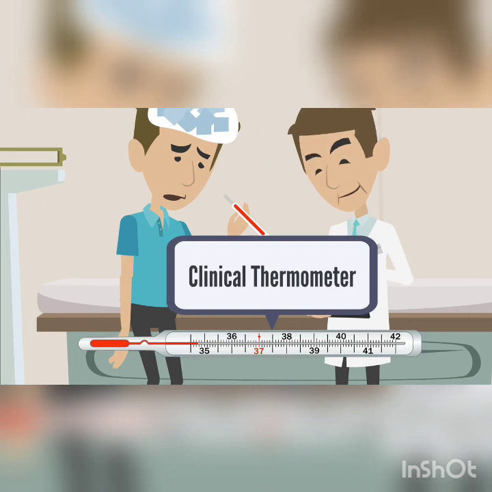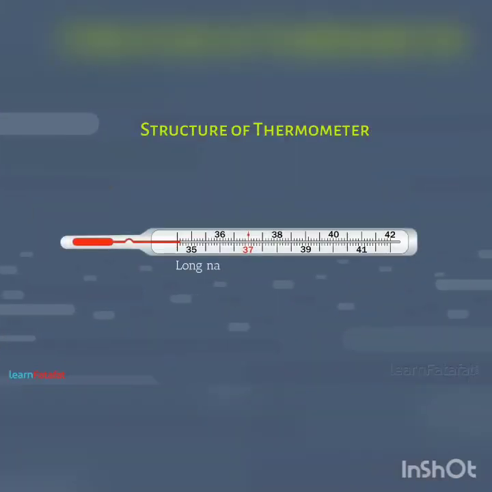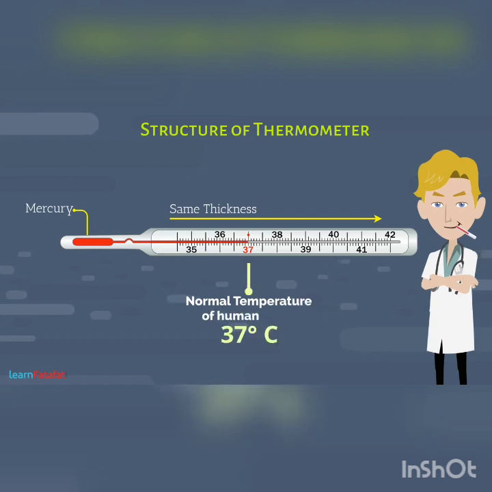Let's understand its structure. It is a long narrow tube with same thickness throughout the length. On one side of this tube, there is a bulb which contains mercury. For reading the temperature, there is a scale printed on thermometer. The normal temperature of human body is 37 degrees Celsius. However, it can vary between 35 degrees Celsius to 42 degrees Celsius. Therefore, the clinical thermometer has reading from 35 degrees Celsius to 42 degrees Celsius.